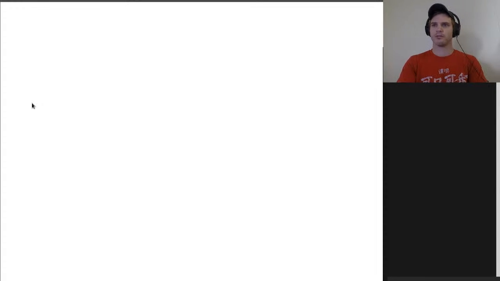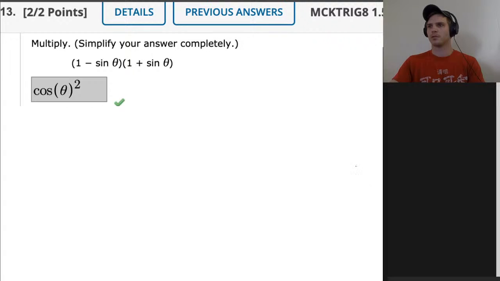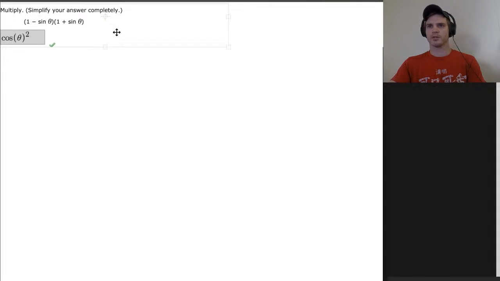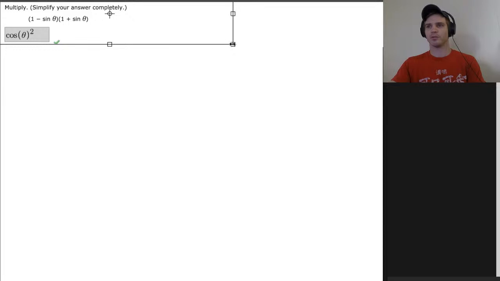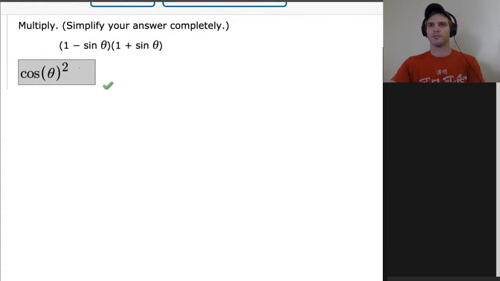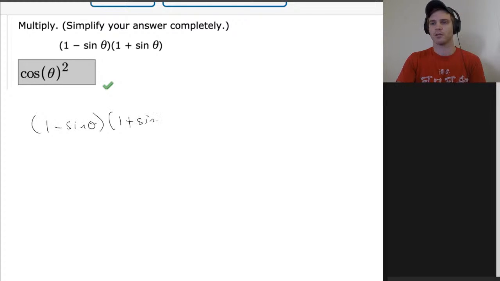Okay, so we've done that one. Let's get this open. Okay, so this is going to be a similar thing, working with trig identities and maybe some Pythagorean identity again. So it says multiply and then simplify your answer completely. So this is a difference of two squares. And you should be looking for these things.